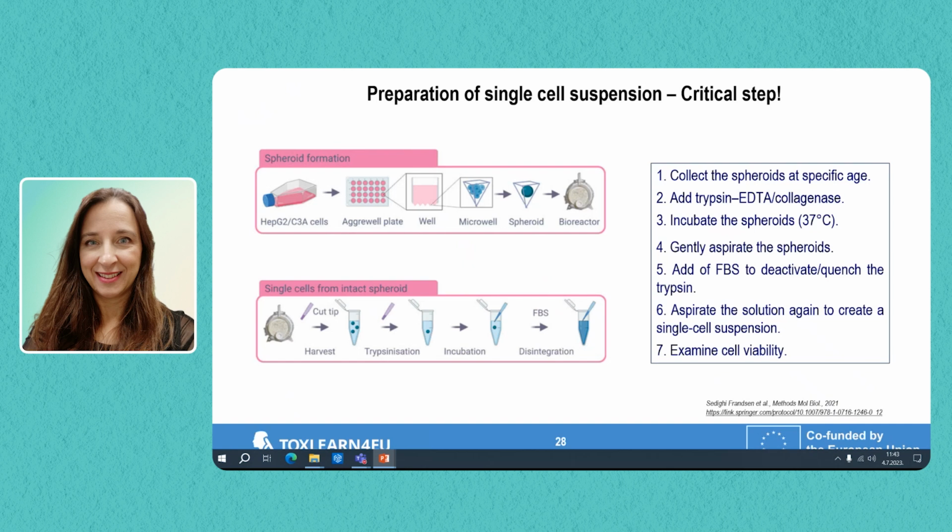And we use enzymes. Usually we make a cocktail of trypsin and collagenase, so different enzymes, and then incubate for a couple of minutes. We add the FBS, because by this we stop the enzymes, and then we have a single cell suspension, and we check the viability.